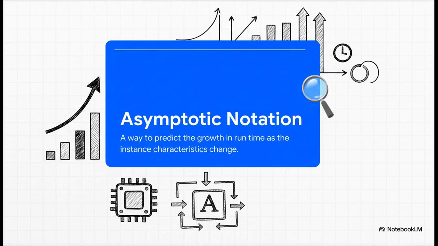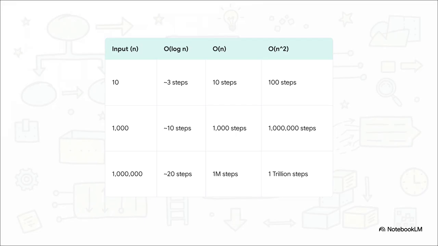It ignores the tiny details and focuses on the big picture, the rate of growth. And this table right here, this is why Big O is so critical. It shows everything. Look, for a tiny list of 10 items, the difference between a good, okay, and bad algorithm isn't a big deal. But watch what happens when we scale up to 1,000,000 items.